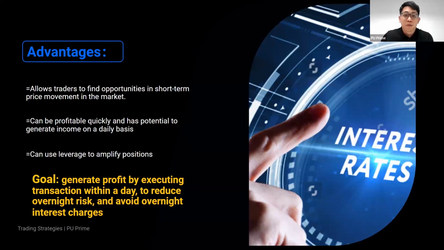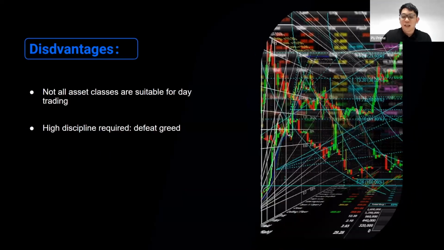So for example, with PU Prime, we can have like 500 leverage. So you can just use a little bit of margin and then make huge profit if you can advance in this field of trading strategy. And the disadvantage is not all asset classes are suitable for day trading.